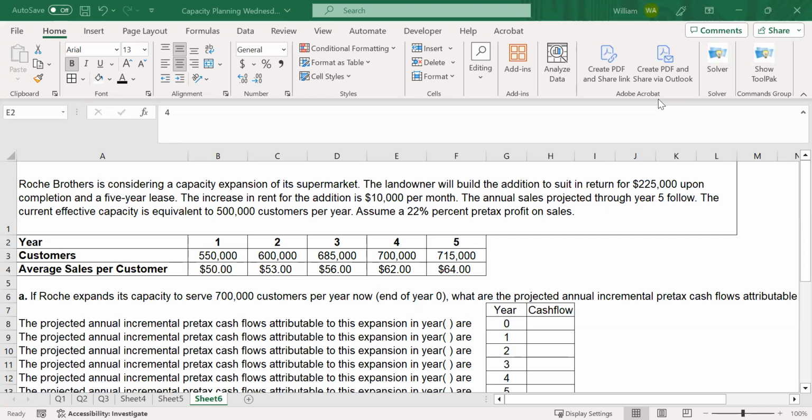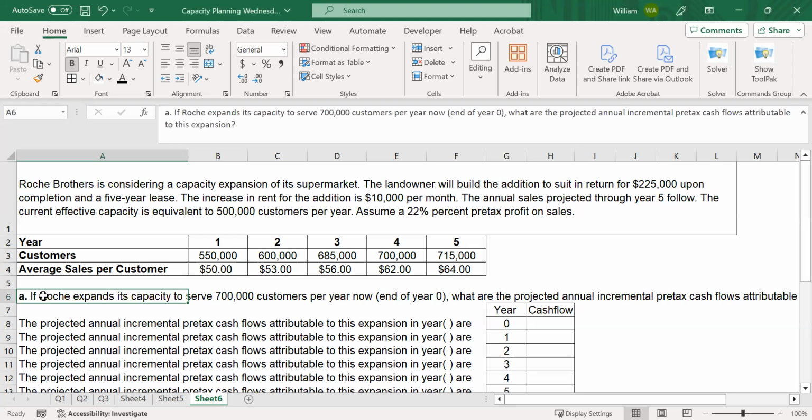Okay, so the first question we have here is A, if Roche expands its capacity to serve 700,000 customers, what are the projected annual incremental pre-tax cash flows that are attributable to this expansion? Okay, so per our discussion in class, start off with a base scenario, get the data, figure out how much can they make without expanding.